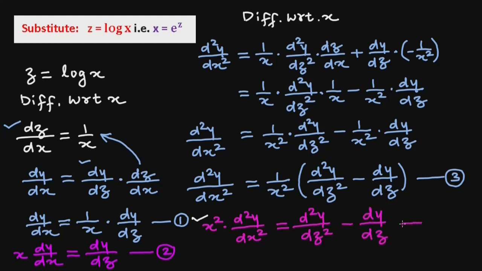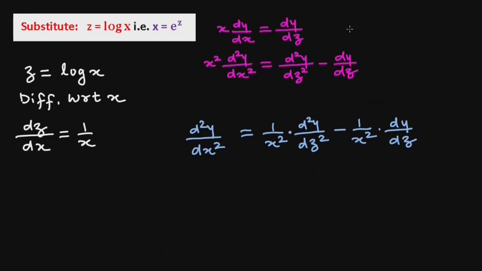We name this 4. So far we have found two results. One is x dy by dx equals dy by dz. Number 1, x square d2y upon dx square equals d2y upon dz square minus dy by dz. Number 2, and now we will differentiate this equation to find the third result.